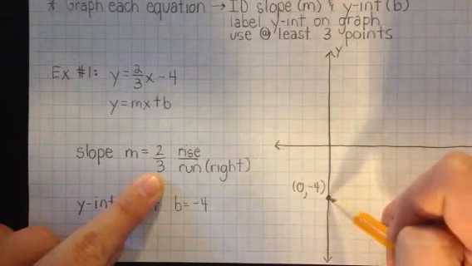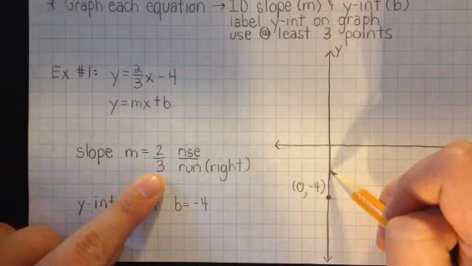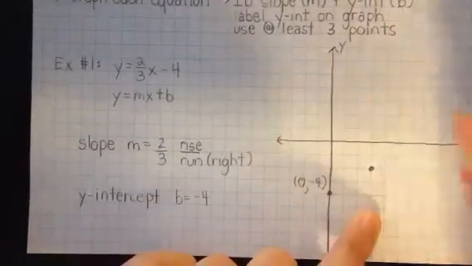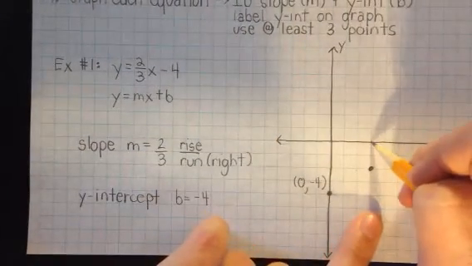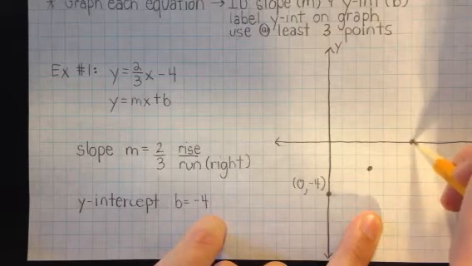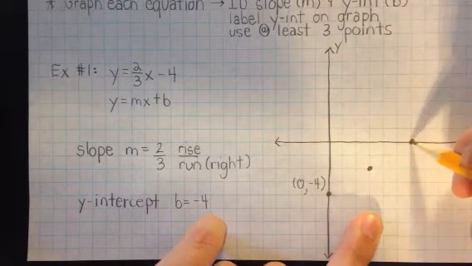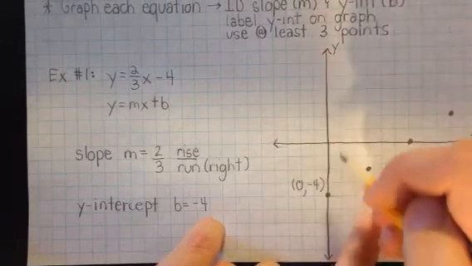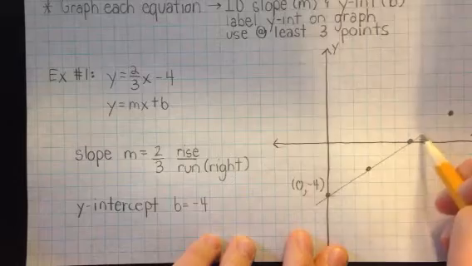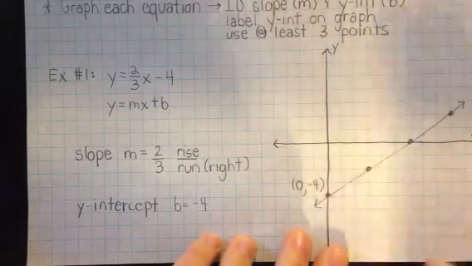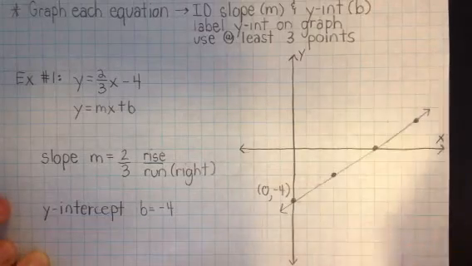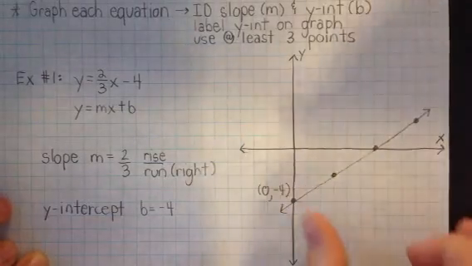So from my y-intercept, I'm going to rise 2, run 1, 2, 3, point. And then again, rise 2, run 1, 2, 3. So officially I've got 3 points, but I'm going to keep on going. Rise 2, run 1, 2, 3. Alright, so from there I can draw my line. So let's practice with 2 more examples.